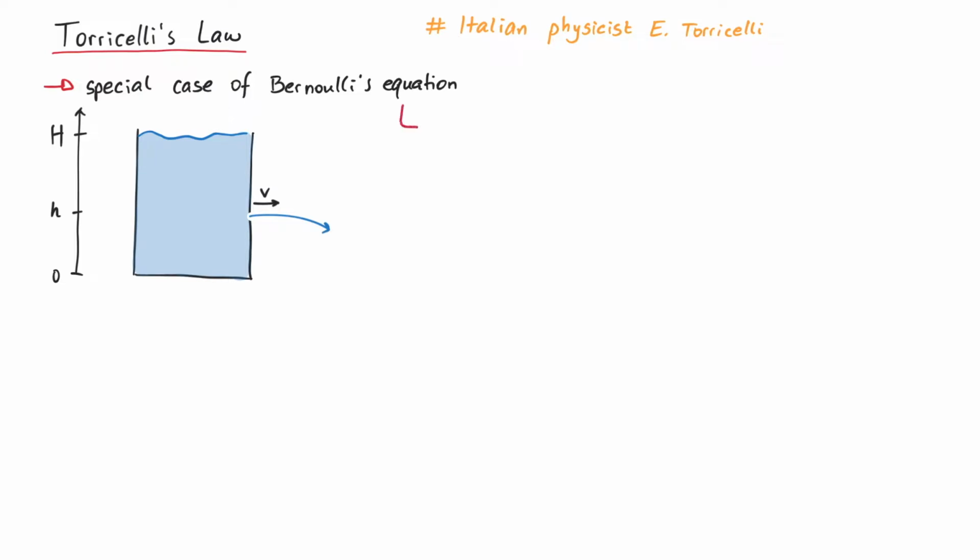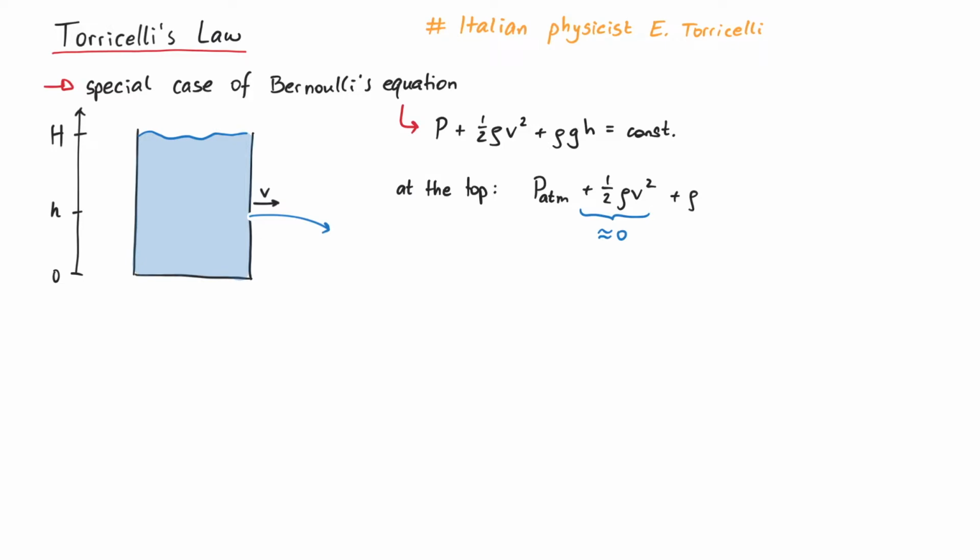To find out, we can use Bernoulli's equation, which states that these three contributions to the pressure in a fluid are constant at every point in a fluid. So at the top, the static pressure is the atmospheric pressure. The dynamic pressure is negligible since if the container is big enough, the fluid surface will not move noticeably. And the gravitational part is determined by the height uppercase H.